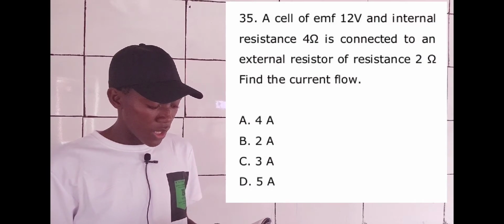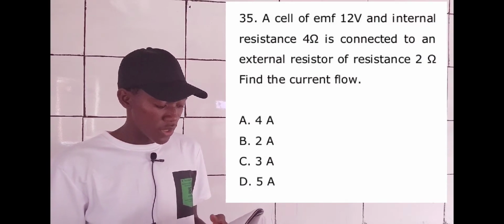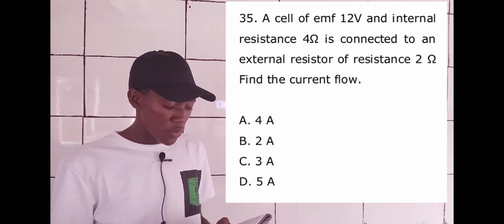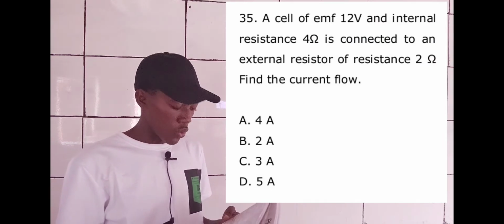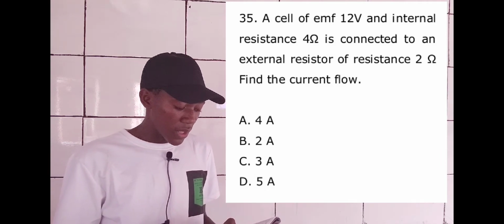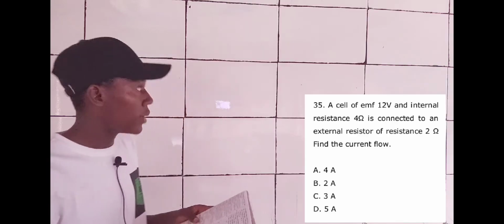Question number 35. A cell of EMF 12 volts and internal resistance 4 ohms is connected to an external resistor of resistance 2 ohms. Find the current flow. A says 4 amps, B says 2 amperes, C says 3 amperes, and D says 5 amperes.